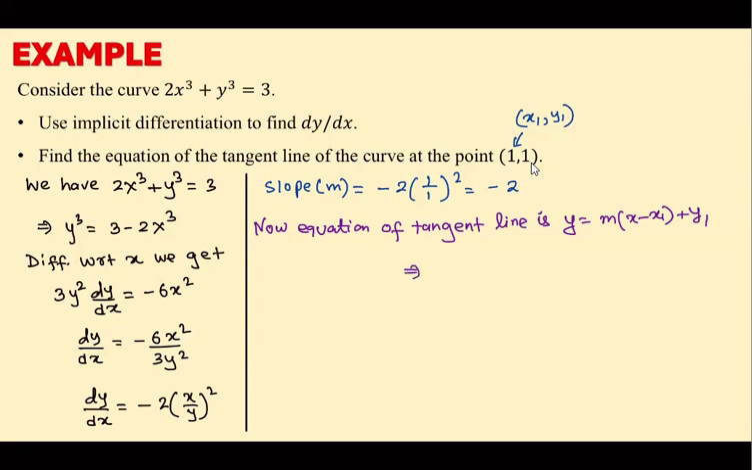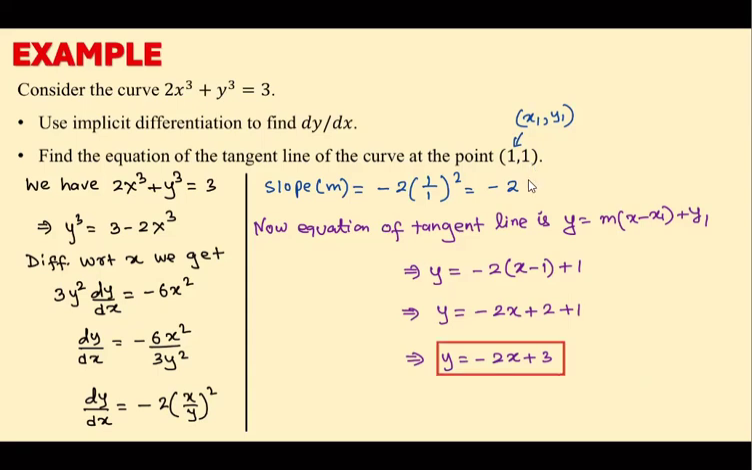So we can write y is equal to, slope is negative 2, times (x minus x1, which is 1), and y1 is also 1. So we get y equal to, if you distribute that negative 2, negative 2x, and negative times negative gives positive, so negative 2 times negative 1 is a positive 2. Then we have plus 1. So finally, we get the equation y equal to negative 2x plus 3. That is the equation of the tangent line to this curve at (1, 1). Okay, that is the second example.